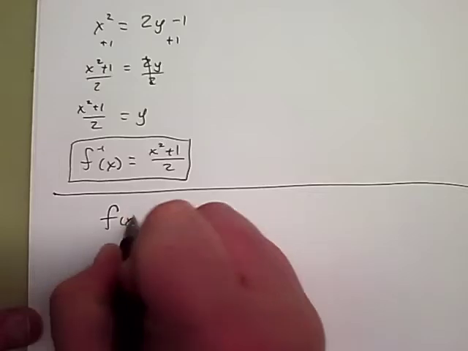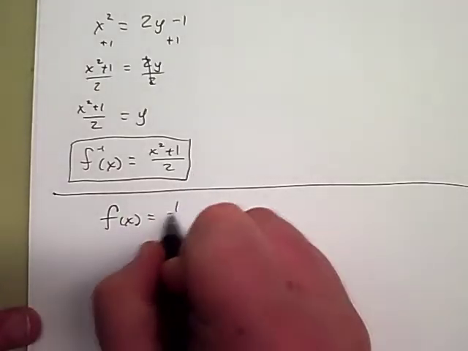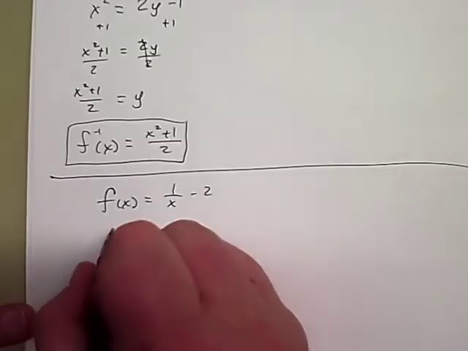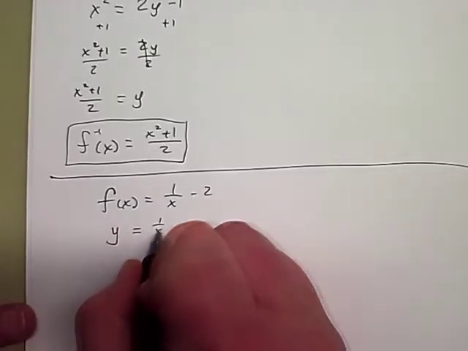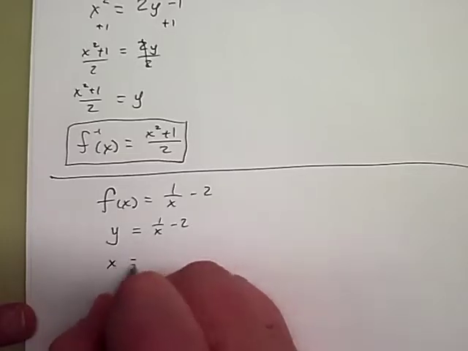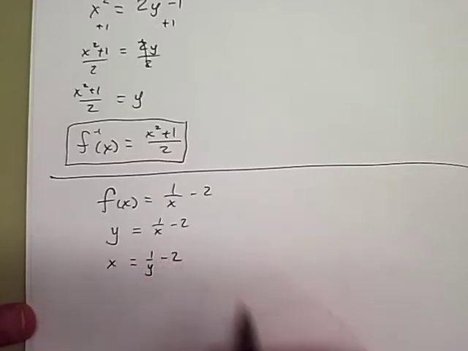What happens if I have f of x equals 1 over x minus 2? All right, again, I've got to replace that with y, so y equals 1 over x minus 2. And now I've got to switch my x's and my y's: x equals 1 over y minus 2. All right, now my goal is to get y by itself. Now this looks really difficult because y is in the denominator.